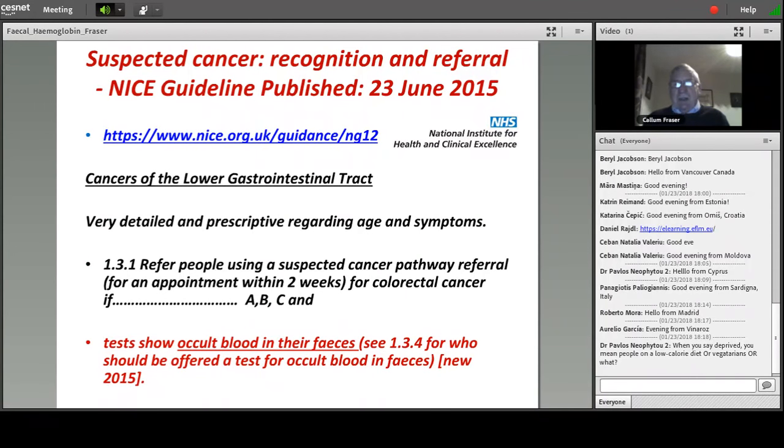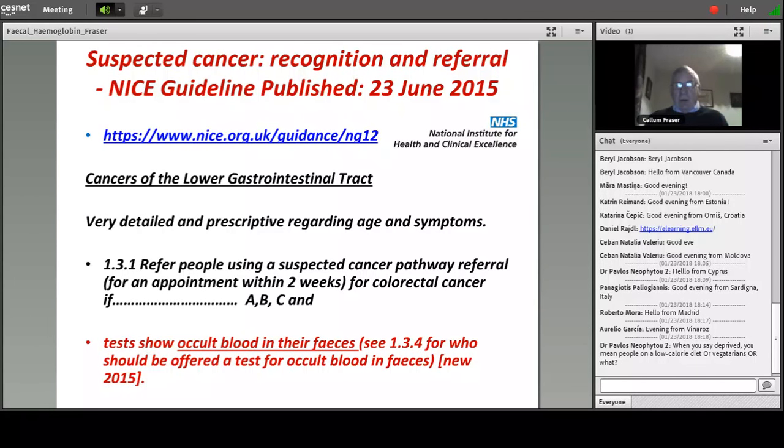But this all changed when a couple of years ago, the National Institute for Health and Clinical Excellence produced a guideline on recognition and referral of suspected cancer. It's a huge document, covering every cancer that you've ever heard of, including the lower gastrointestinal tract. It's very detailed, it's very prescriptive regarding the age and the symptoms of the patient.